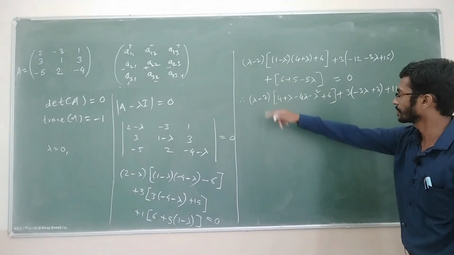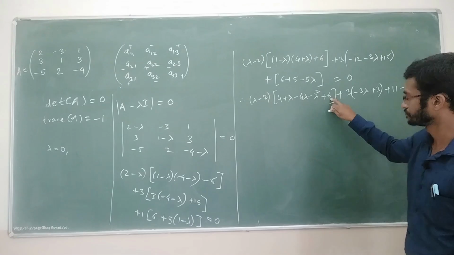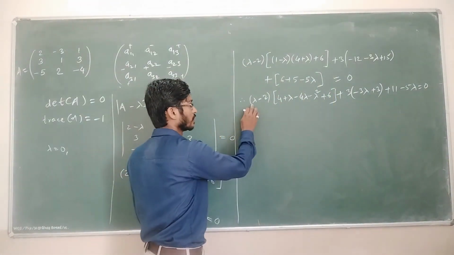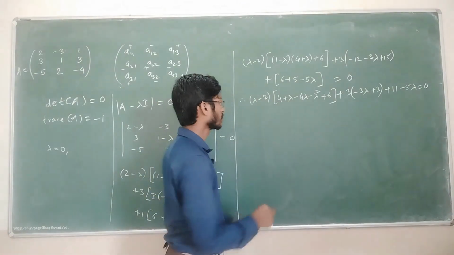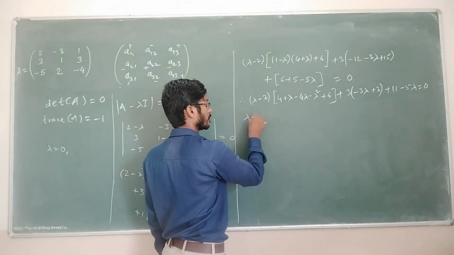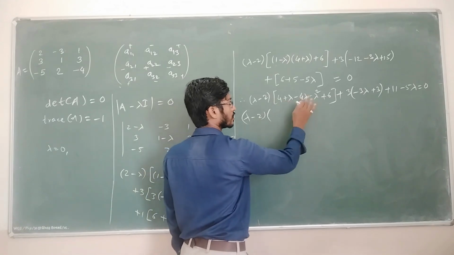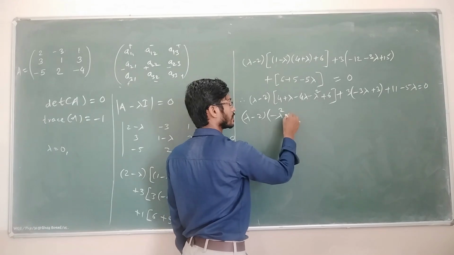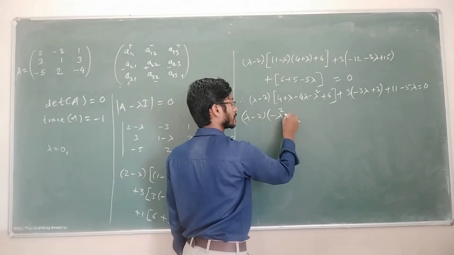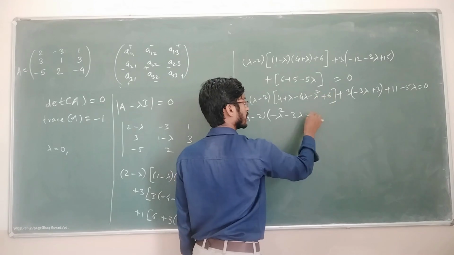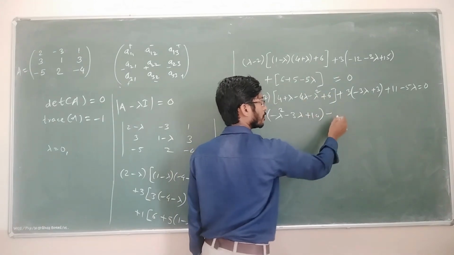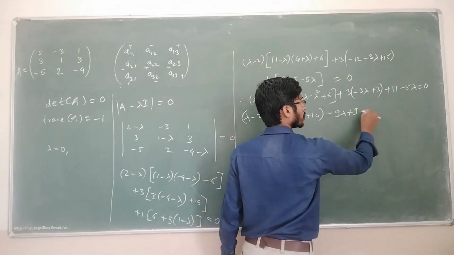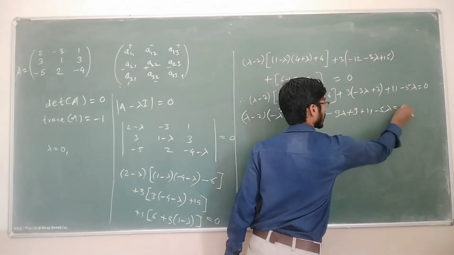Again I will expand this. 4 plus 6 is 10. So we can expand this with the help of multiplying the terms one by one. So lambda minus 2 into, let's take 4 minus lambda square initially, then minus 4 plus 1, that is minus 3 lambda, and this plus 10, minus 9 lambda plus 9 plus 11 minus 5 lambda equal to 0.